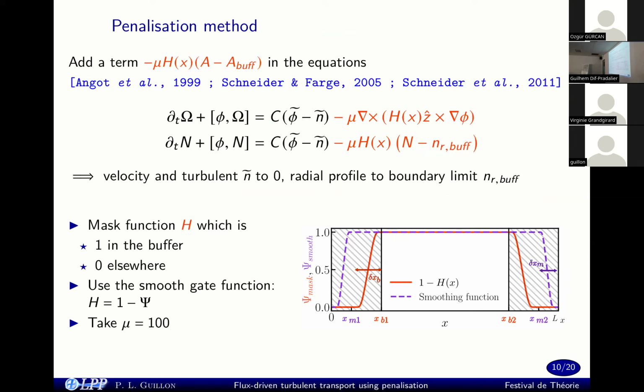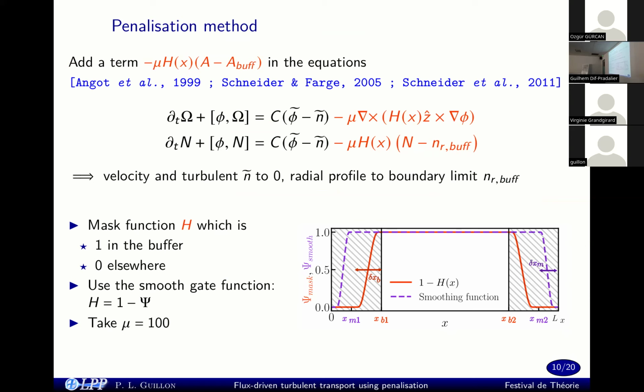To damp the fluctuation inside the buffer zones, we use the penalization method that was introduced in this work and later used for hydrodynamic and magneto-hydrodynamic turbulence. And it consisted of adding the following term, where here mu is a very strong large coefficient, h is a mask function which is 1 in the buffer zones and 0 in the computational domain. So here in red, you can see 1 minus h.